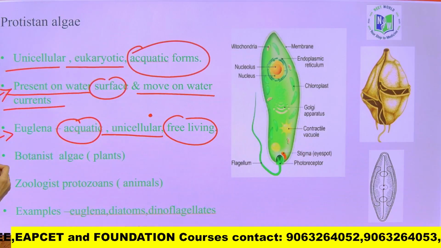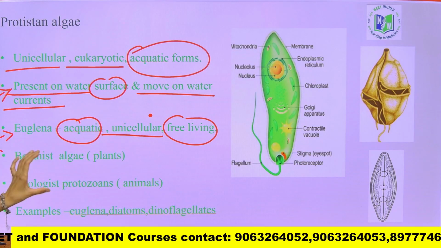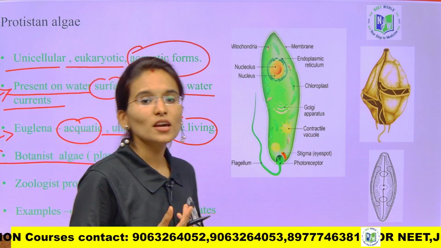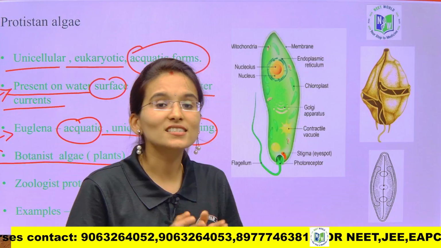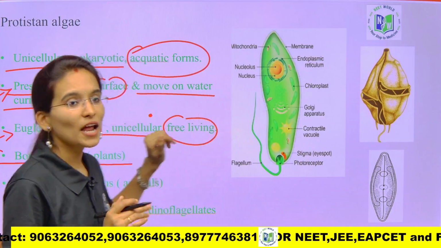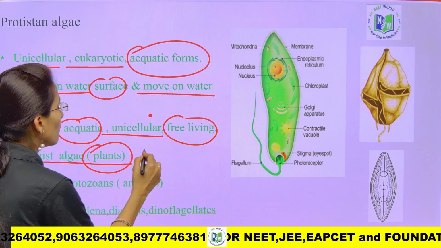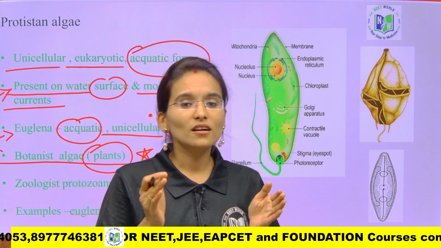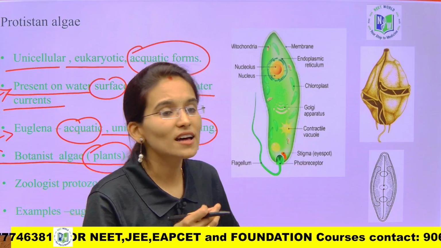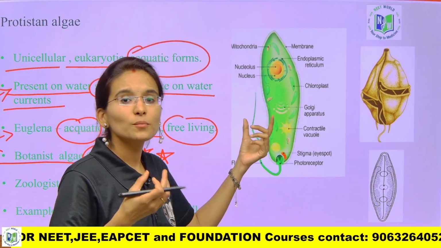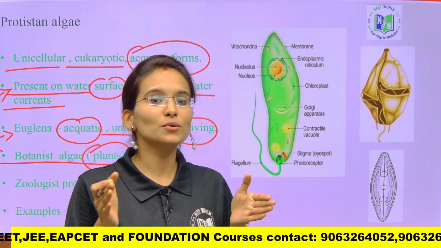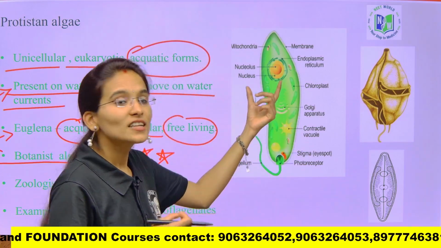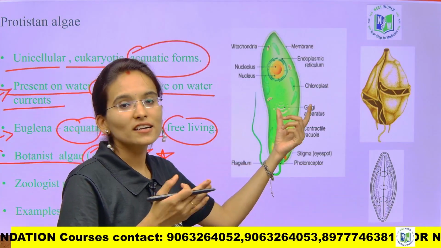Now see this one, these two are the most important points. Many of the botanists have considered Euglena as plants. This is one of the main characteristic features that you all need to remember. Some of the scientists, some of the botanists, have considered Euglena as plants. They have concluded that it belongs to the plant kingdom.